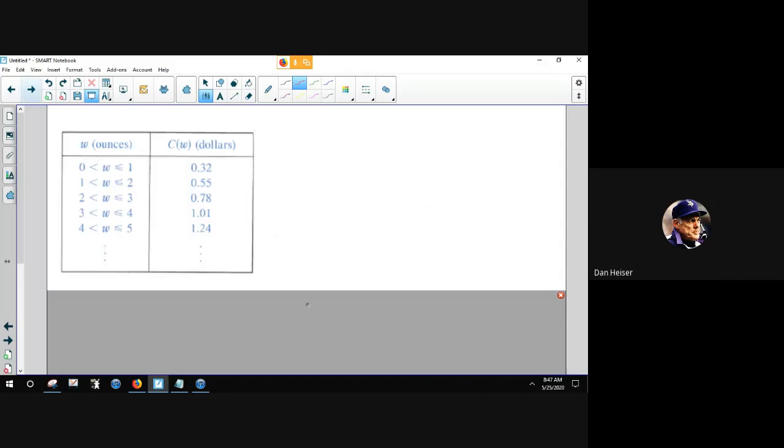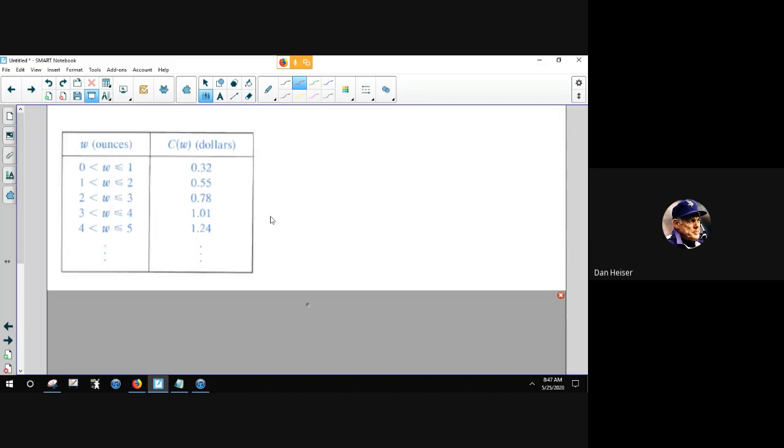Here's another function. We have W, and it's in ounces, which means it's a weight. C of W, dollars, so it's some kind of cost. And this is the cost to send certain things through the mail that weigh so many ounces. This would be a numerical representation. A verbal model, I just gave you one.